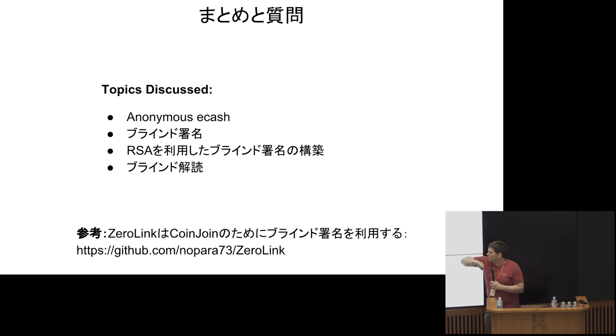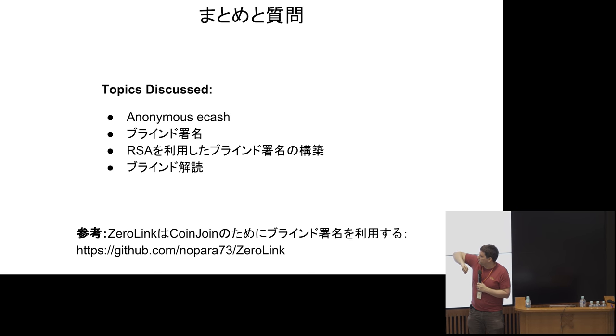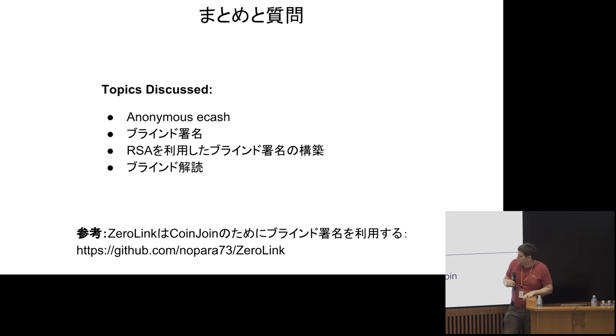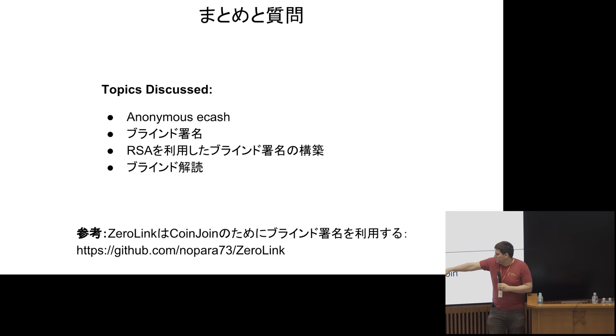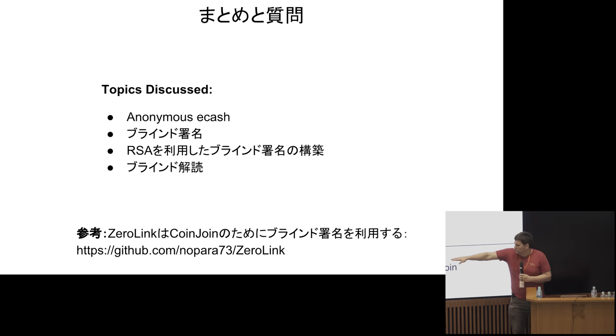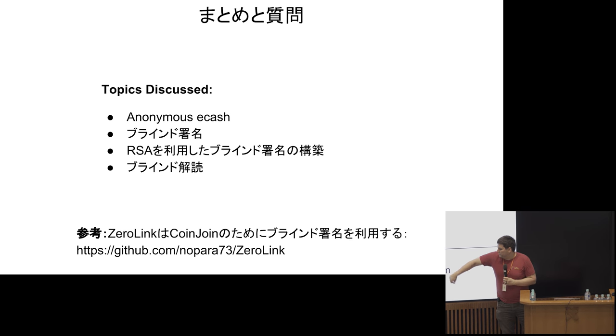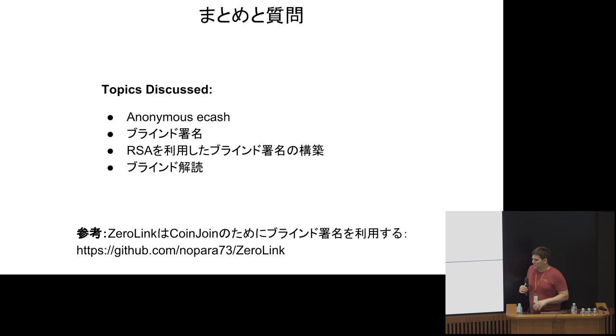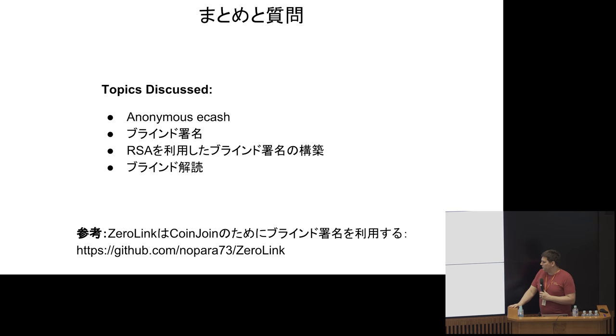In conclusion, we talked about anonymous eCash and blind signatures. We showed how to build blind signatures using RSA, and then we also gave an example of using RSA for blind decryption. These protocols are used in a lot of Bitcoin privacy protocols. Zero Link is using RSA blind signatures to produce coin joins that have privacy from the party that's joining all the coins. And then, as I mentioned earlier, TumbleBit is using a lot of this for other Bitcoin privacy protocols.